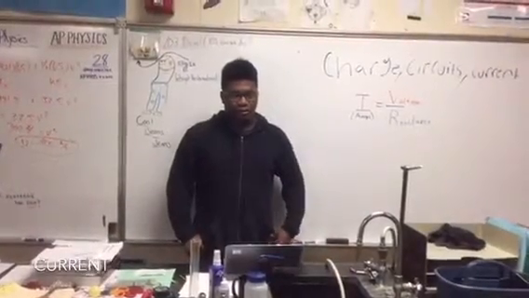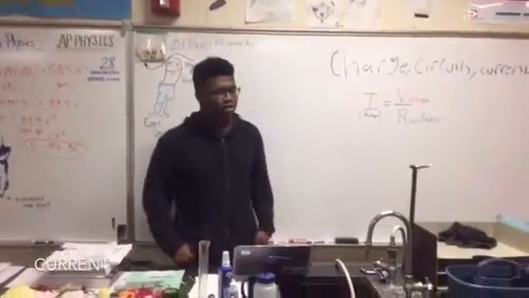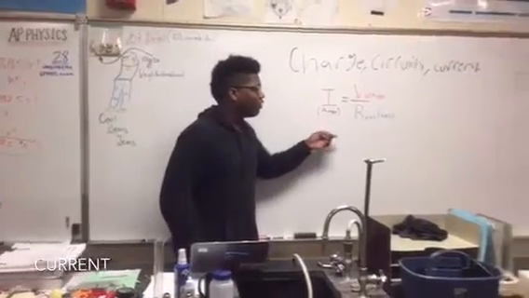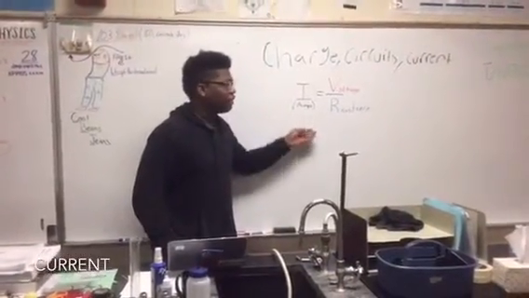Current is measured in amperes and can be calculated by the equation I equals V over R, which is voltage divided by resistance.